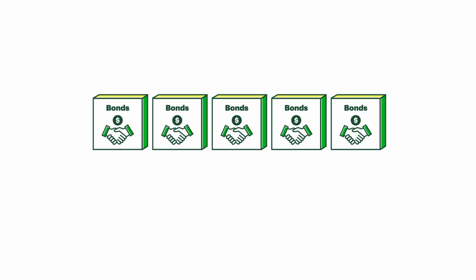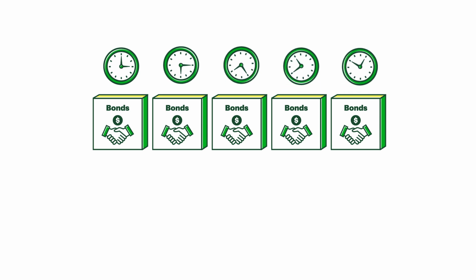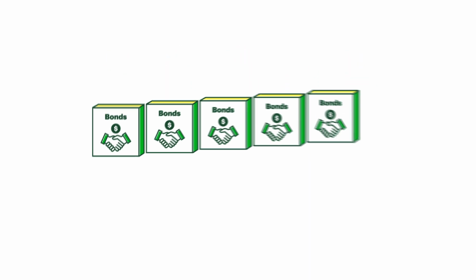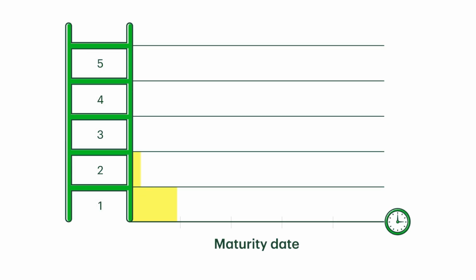It works like this. Say you buy 5 fixed income products with different maturity dates. These could be bonds or GICs, but we'll use bonds for this example. The first one will mature in 1 year, the second in 2 years, the third in 3, and so on. Over the 5-year period, your bonds will mature at different times, spreading your inflation and interest rate risk. As your bonds mature, you can cash in your earnings or reinvest them. In this case, when your 1-year bond expires, you would reinvest it into a second 5-year bond to keep your ladder going.